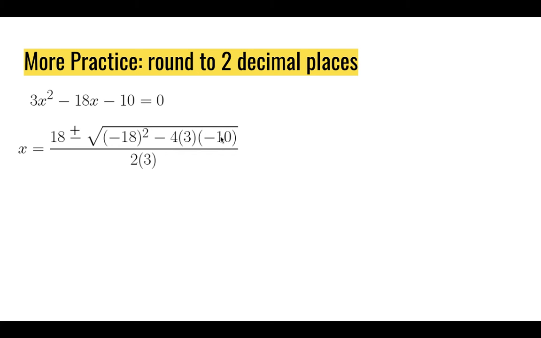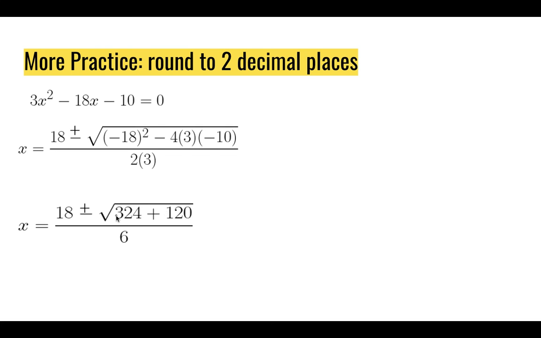So now we're going to clean up these numbers a little bit. Negative 18 squared is 324. And if you do negative 4 times 3, that's negative 12. Negative 12 times negative 10 is 120. And then on the bottom, 2 times 3 is 6.